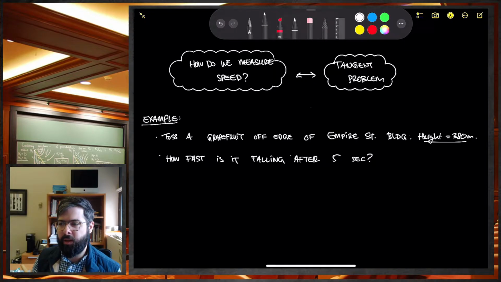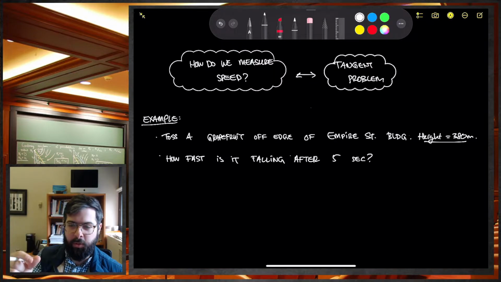How can you have a speed if time is frozen, right? If we're just picking one instant in time. So it's somewhat of a challenge. It's a very challenging question. It eluded us for thousands of years. We only recently figured this out about 400 years ago.